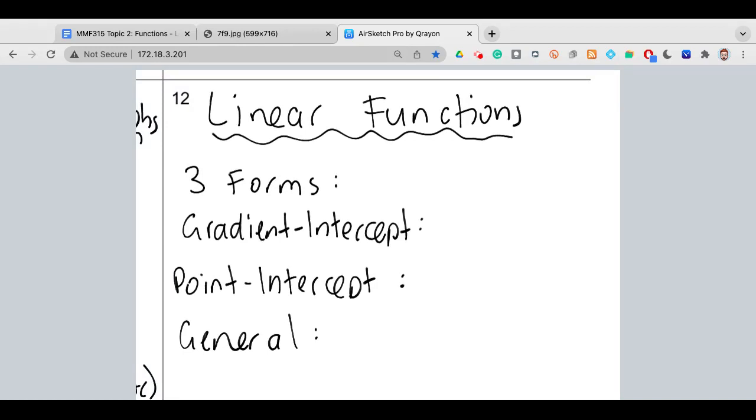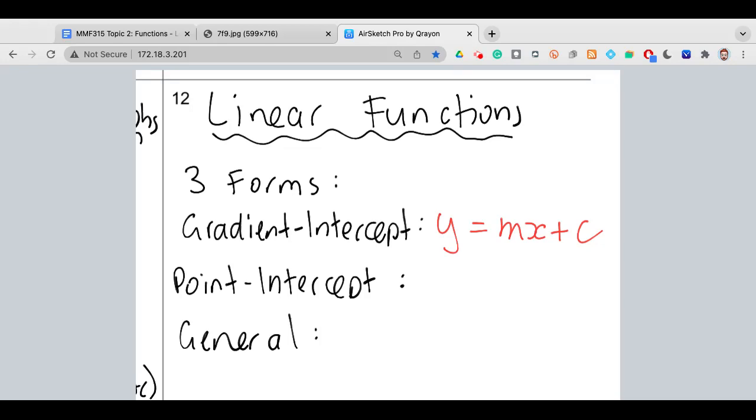So there's the gradient intercept form. The gradient intercept form has the gradient in it explicitly, and it has the y-intercept in it. And this is the one that you are most familiar with. It looks like this. You're all familiar with that, right? Because m is the gradient, and c is the y-intercept. Right, that's all. The point-intercept form, I'm not sure whether you would have seen or not.